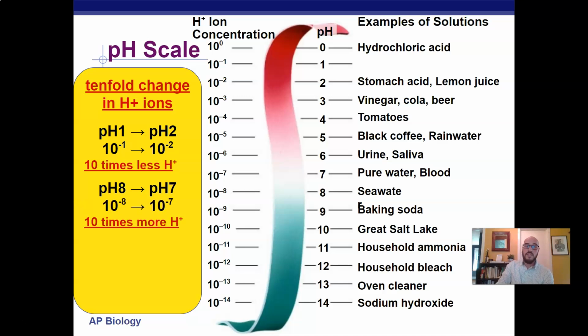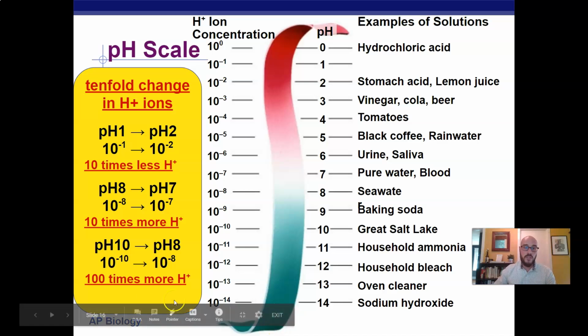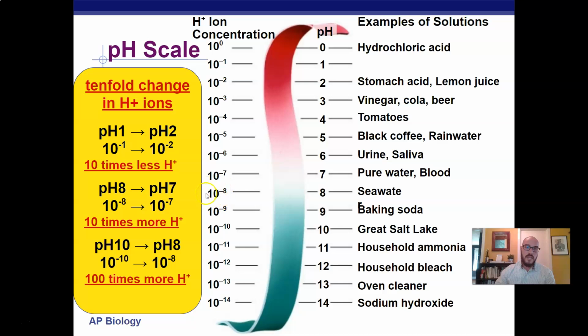There's going to be 10 times more hydrogen ions in a pH of 7 versus a pH of 8. And if we look at this one, a pH of 10 to a pH of 8, there's going to be 100 times more hydrogen. If we have a pH of 8, okay, there's going to be 10 times more hydrogen ions than a pH of 9. If we have a pH of 10, there's going to be 10 times less hydrogen ions than 9.